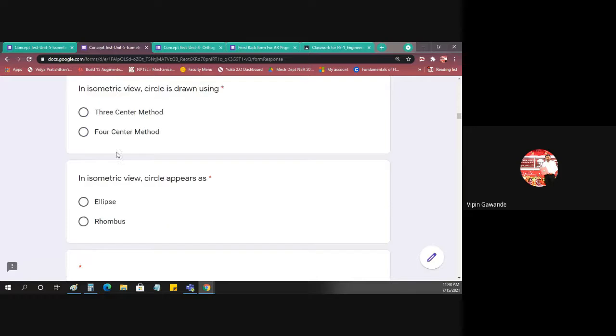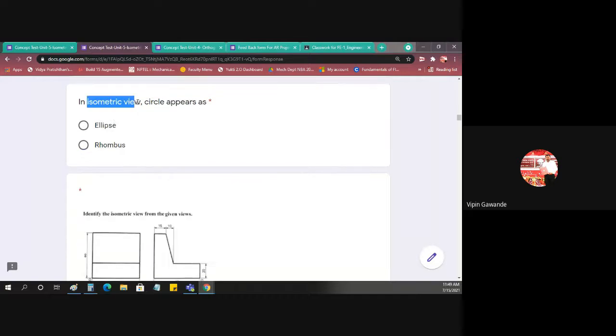Okay. Now in isometric view, the circle is drawn using which method? The circle is drawn using the 4 center method. We have to use the 4 center method here. Okay. So circle in case of isometric drawing or isometric view or projection is drawn by using the 4 center method. So that you have to remember.